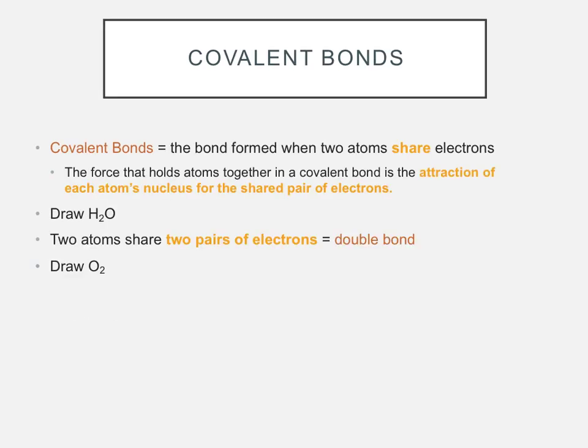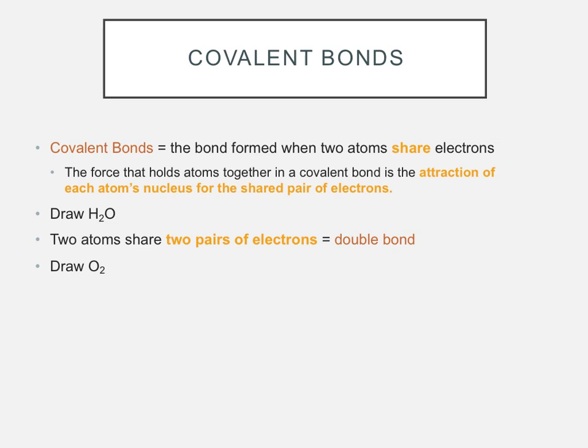Ionic bonds are one type of bond that we use, but not every atom wants to completely give up responsibility for its electrons, and not every atom wants to completely take on the responsibility of electrons. And so sometimes we have what are called covalent bonds. These are bonds that are formed when atoms actually share their electrons. This is the force that holds electrons together, the attraction between the two nuclei for the shared pair. So I'm going to put in a slide and draw for you water and explain how water shares electrons.